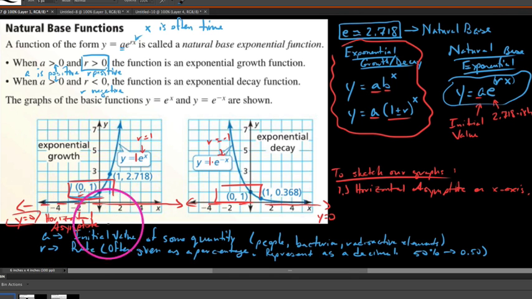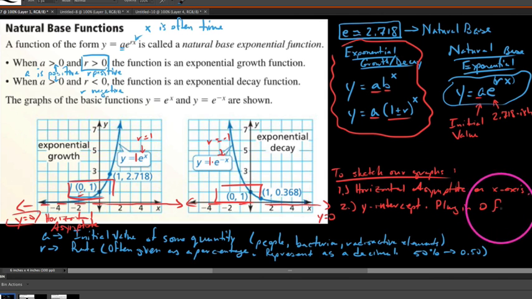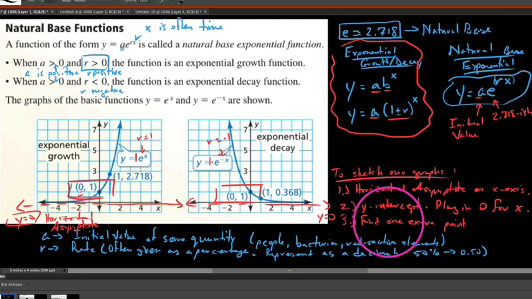The other thing we want to make sure that we represent, number 2, is the y-intercept. In order to find this, we plug in 0 for x, or you could say for time, I guess. We would always have an output of 1 there. And then for number 3, find 2 extra points on the curve to the left and right of the y-intercept.